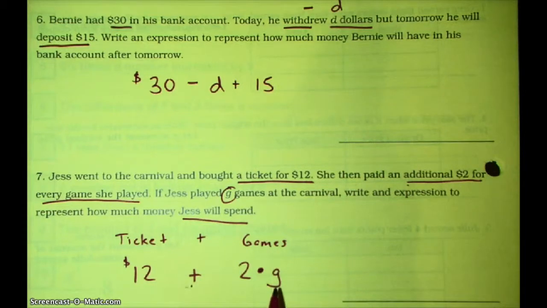And I can plug in a number for the games here, and I can figure out a total price. Let's do that. Let's say Jess plays 4 games. So she has her $12 ticket plus $2 times 4, which is 8. So she would pay a total of $20 if she played 4 games.